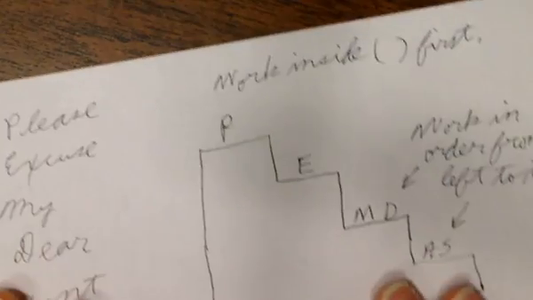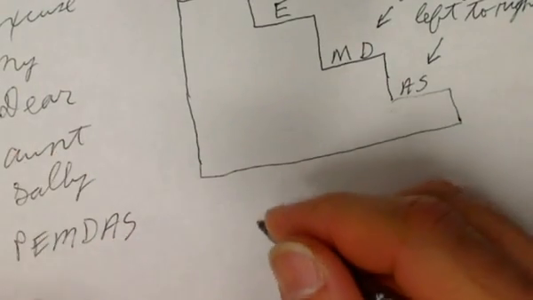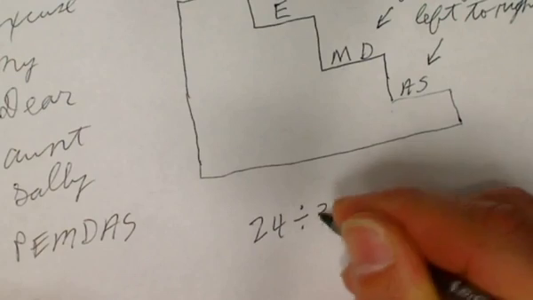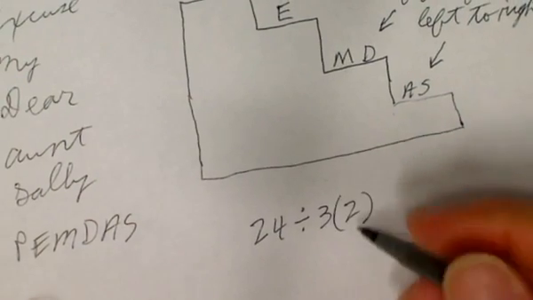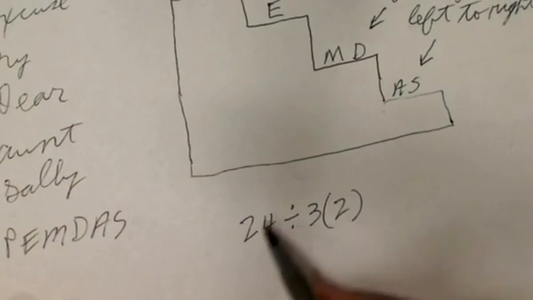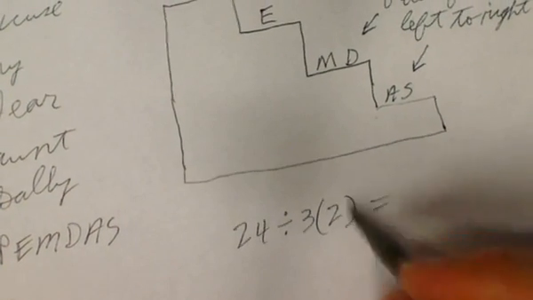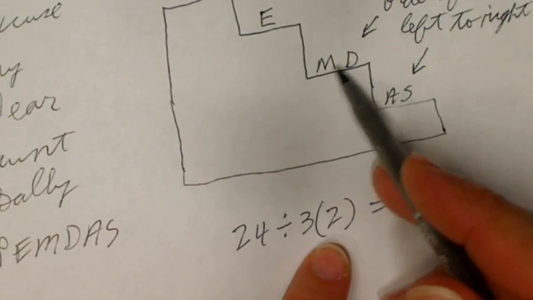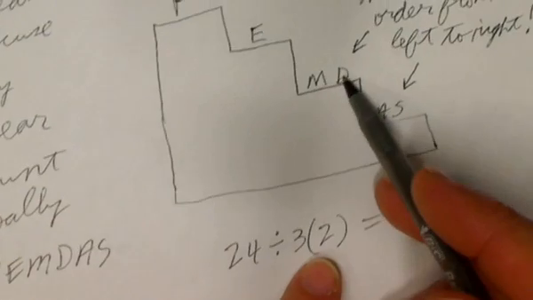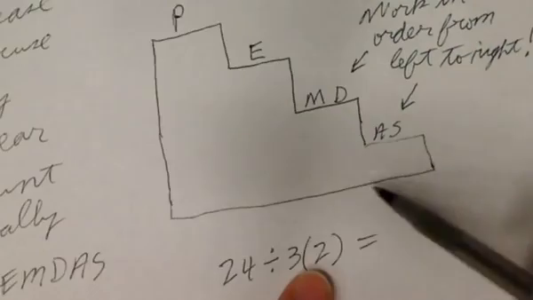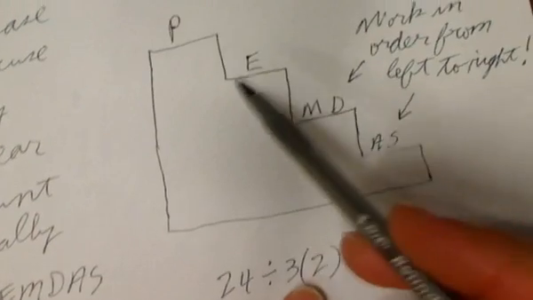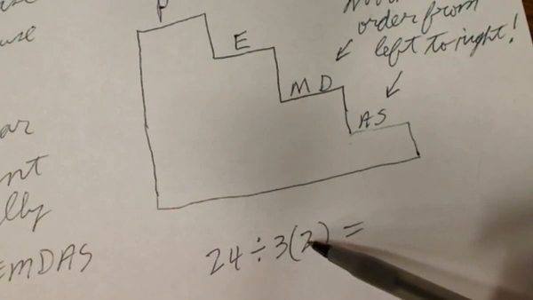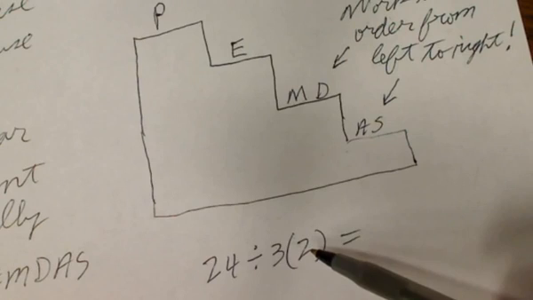Let me show you why this is a problem. Here is a problem, 24 divided by 3 parentheses 2 close parentheses. If a student sees this problem and remembers PEMDAS, they may multiply first in error because they think multiplication comes before division. Or they may do the multiplication first because they're thinking that P means do parentheses first, and they see the parentheses here. In either one of these cases, you will get the wrong answer.